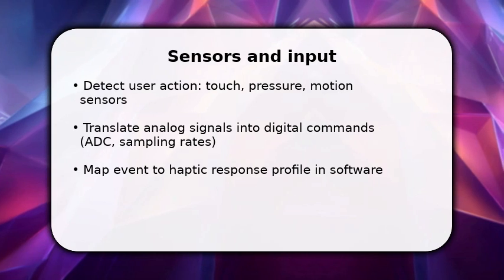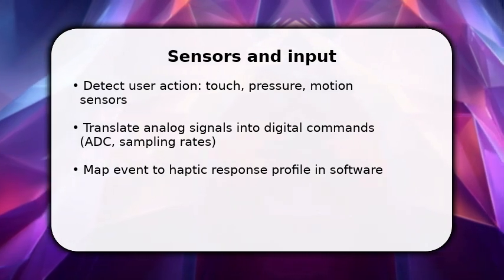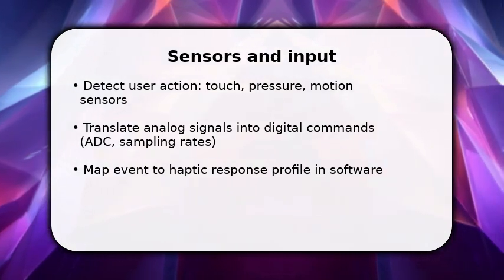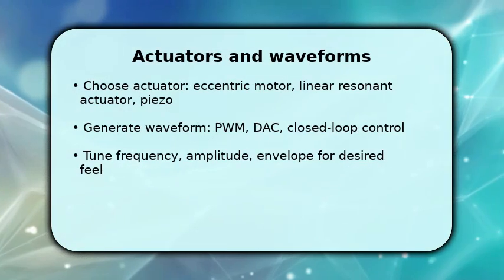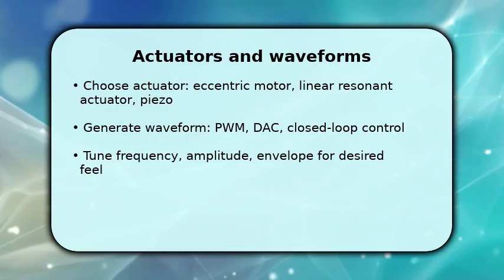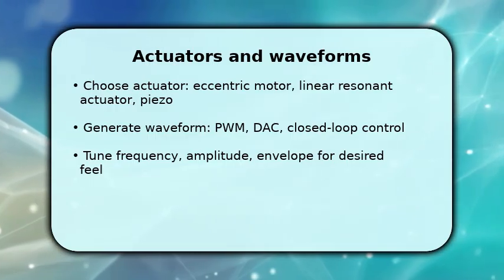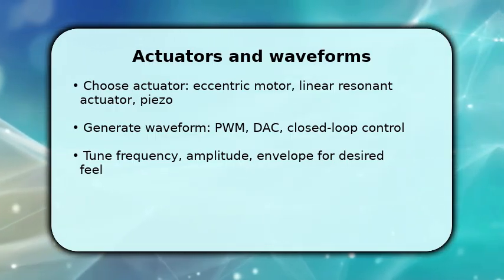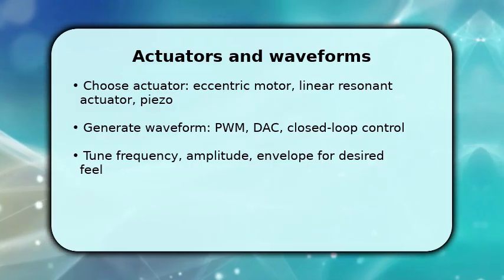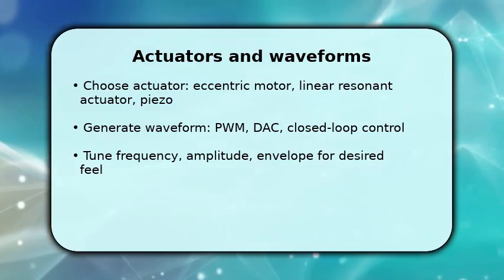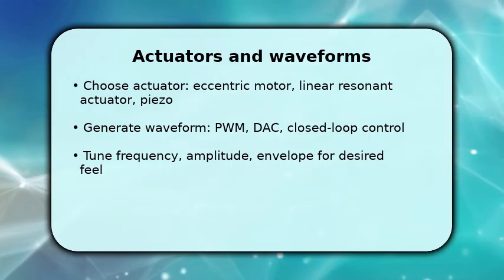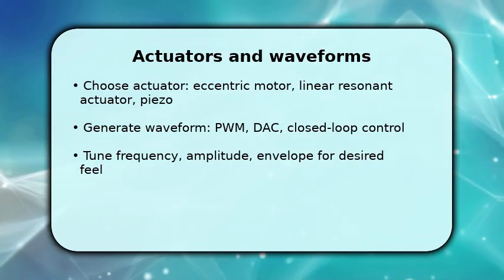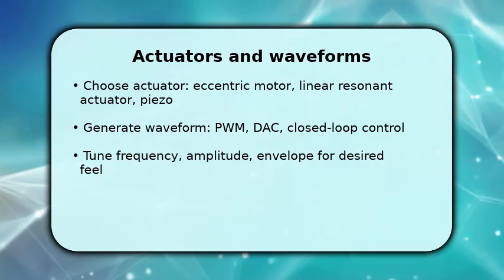Now that your event is mapped, proceed to drive generation and actuator selection in the next step. You choose the actuator based on fidelity needs: eccentric motors for simple rumbles, linear resonant actuators for sharper pulses, or piezo for high-frequency clicks. Then you convert the haptic profile into an electrical waveform using PWM, DAC, or dedicated haptic driver chips. Closed-loop control can adjust output in real time.